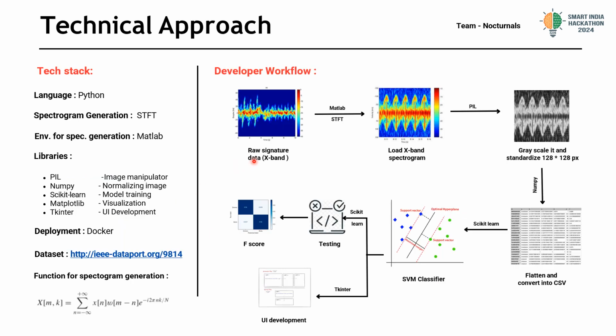So, the developer workflow. Once the user inputs a raw image, we convert the image into a spectrogram, then convert it into grayscale for model purposes, and then convert the grayscale image into CSVs, the 1D vectors. The 1D vectors will be passed into an ML model called the SVM classifier. Based on the values, it will classify whether a particular image is a bird or a drone, and in the Tkinter UI it will show that. We test the data and provide an F1 score based on how accurate the model is at predicting between drones and birds.